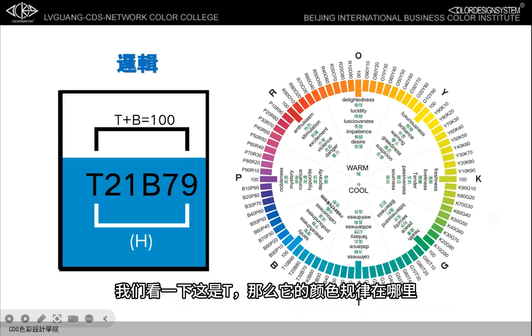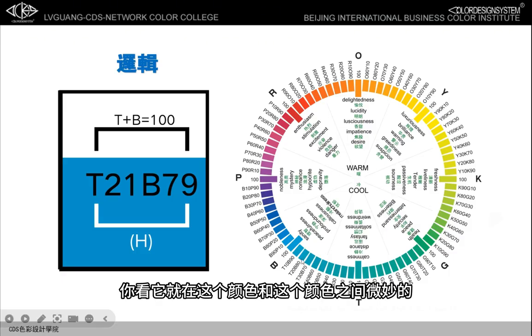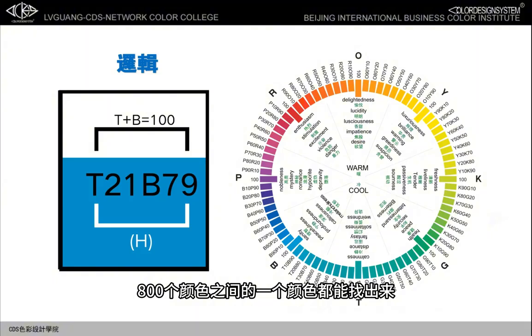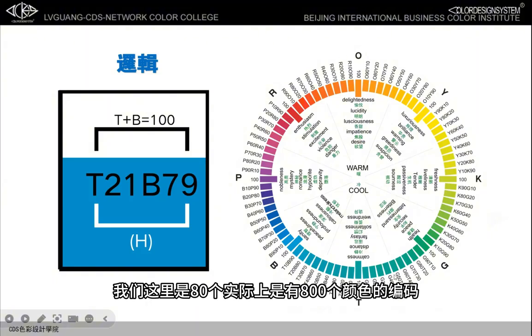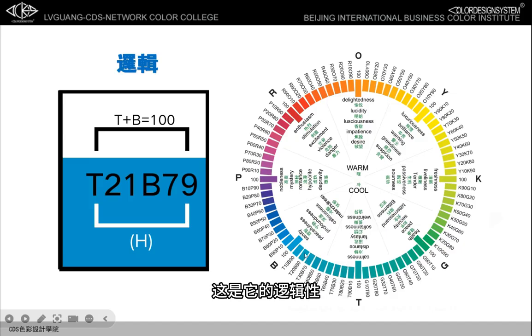Let's see, this is T. So what is its color pattern? Let's take a look. If it is T20, B80, you see it's right between this color and this color. It's subtle. You can find a color among 800 colors. So here we have 80, which is actually 800 color codes. The system is inside and we found a color location. This is its logic. And find the code for this color.